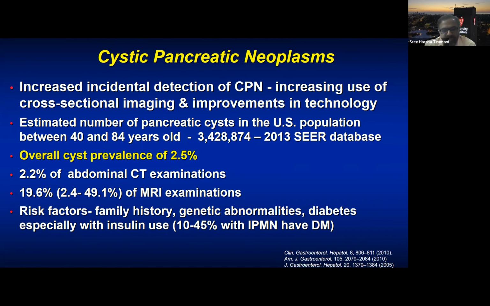Risk factor-wise, patients who have a family history of pancreatic cancer or even pancreatic cysts are more prone to have them, and also patients with genetic abnormalities. There are some syndromes which have increased risk of pancreatic cysts. The best example is von Hippel-Lindau. In patients with diabetes who use insulin, there has been a report of increased incidence of IPMNs, reported to be as high as 45%. So that's another thing to keep in mind, especially with the increasing prevalence of diabetes and increasing use of insulin. The exact pathogenesis of that is unclear as of now.